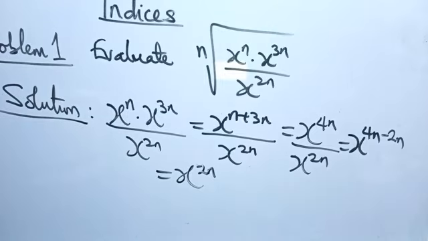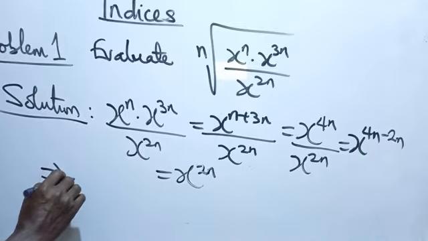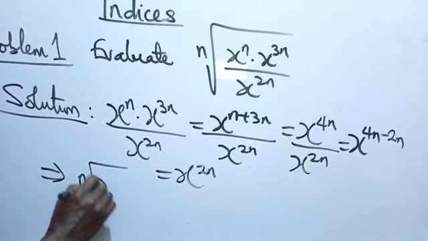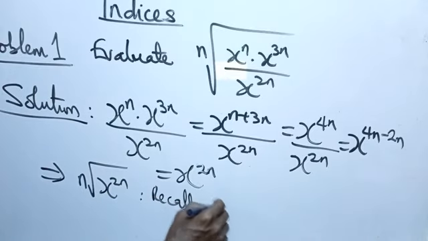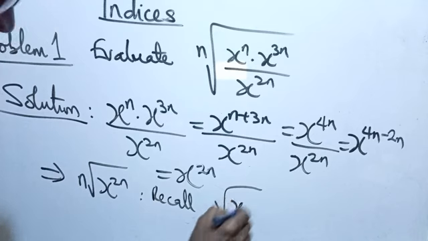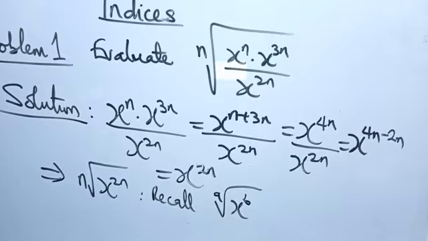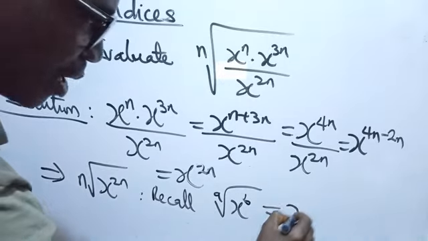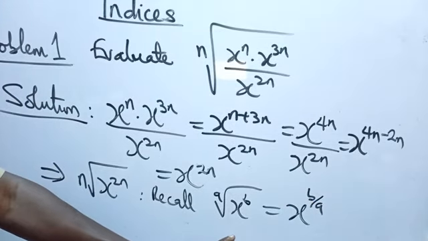Now that means everything inside the root is x raised to the power 2n. Going back to the real question, we now have the nth root of x raised to the power 2n. That is what we are looking for. And what is the meaning of the nth root of x raised to the power 2n? Recall, the a-th root of x raised to the power b in indices implies x raised to the power b all over a. That's what the law of indices says.